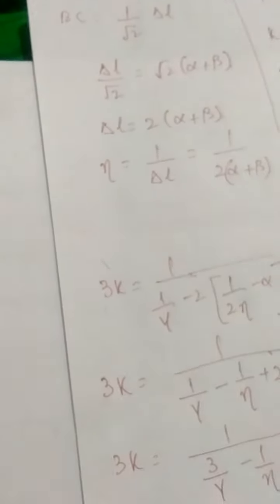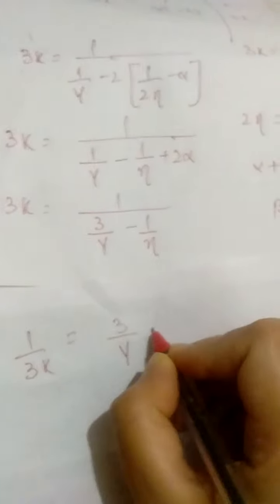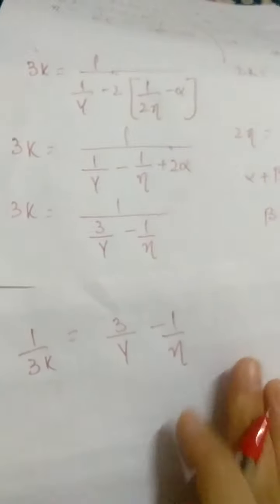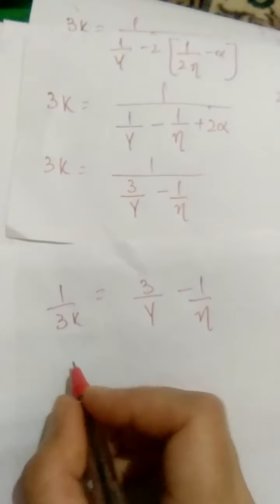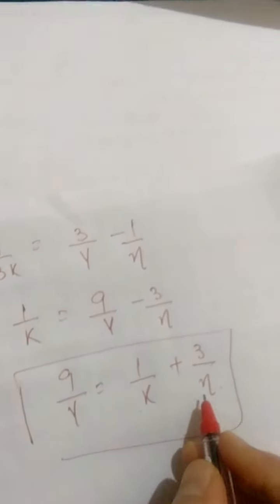And when I take the reciprocal of this relation, what do I get? I get 1 by 3k is equal to 3 by Y minus 1 by neta. So I can choose to multiply by 3 on all sides. That gives me 1 by k is equal to 9 by Y minus 3 by neta. So I can write that 9 by Y is equal to 1 by k plus 3 by neta.